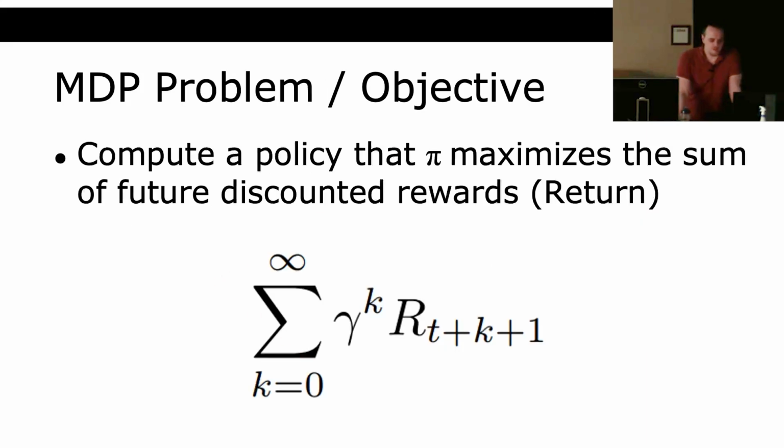So the MDP problem, or objective, is to compute a policy pi that maximizes the sum of future discounted rewards. Okay, so the sum of rewards, that's the return, but now what we've done is we've introduced this discount factor called gamma. So what does that discount factor do?